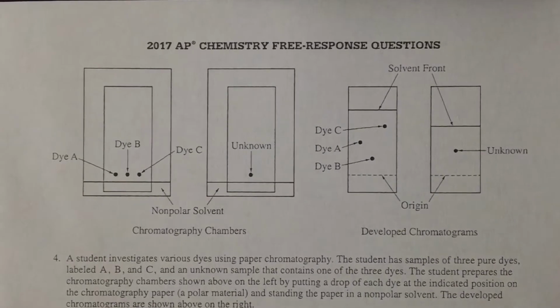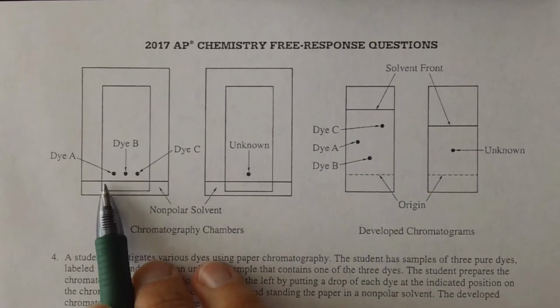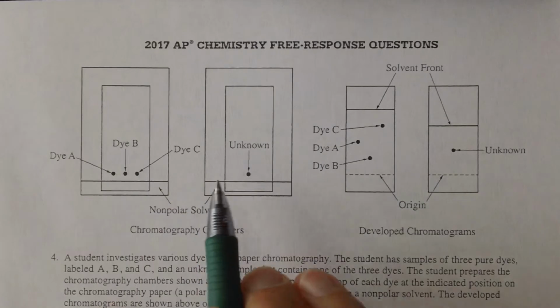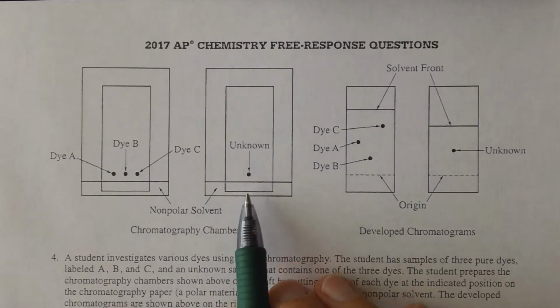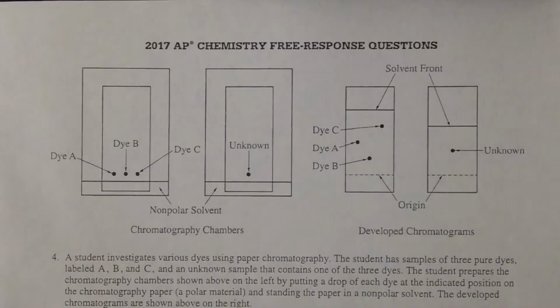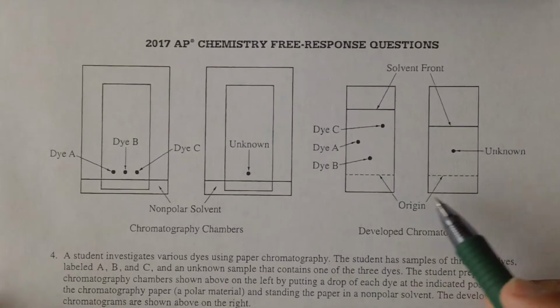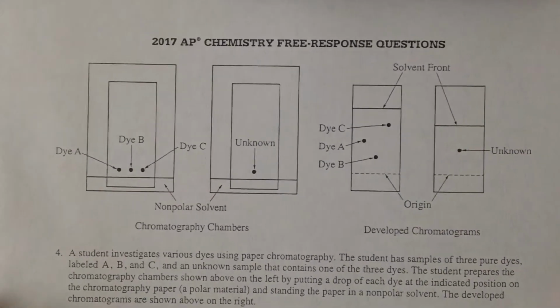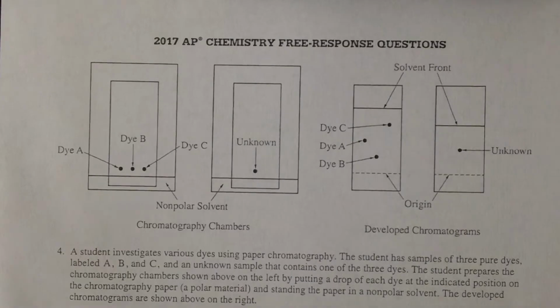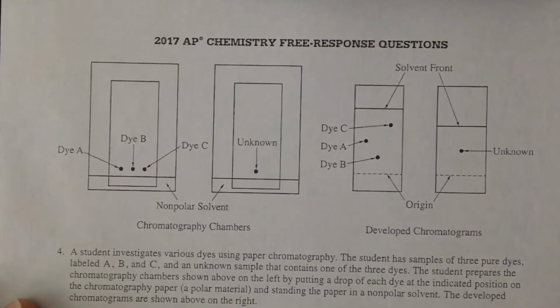And so when we look at this thing, they give us 3 dyes that they dropped onto the paper, and they gave us an unknown, and we have some kind of nonpolar solvent, and we're letting the dyes run. And then this is after the dyes have run, when you come back in the next day, and you're looking at the results of those things. So that's what's happening here.